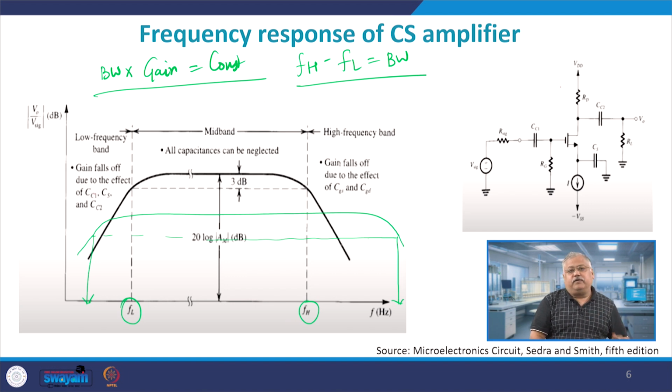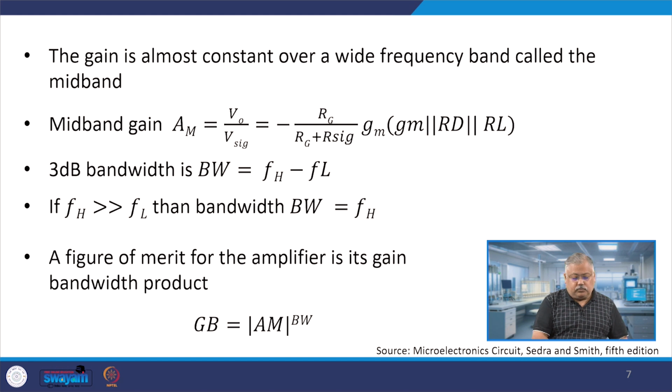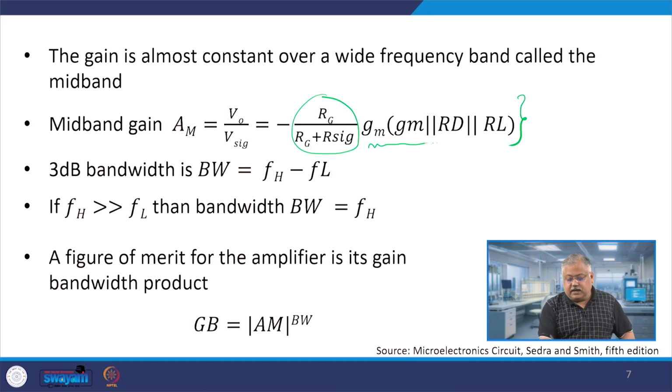This is an overall frequency response of a common source amplifier. The gain is almost constant over a wide frequency band, and that is known as the mid band, and the mid band gain is given by this formula. I am again not discussing all these things with you. So, this is GM times RD is the overall gain, and the RD is broken down into RG plus R sig, where R sig is the signal source resistance, right, and that multiplied by the effective value of the transconductance is given by this formula. So, it is basically 1 by GM times RD times RL, right.